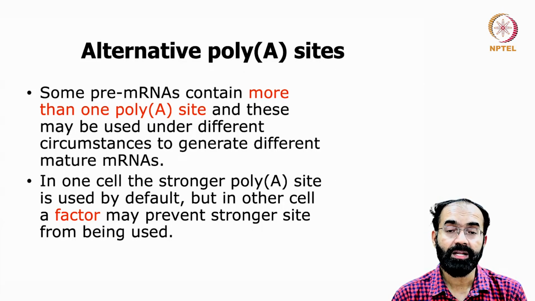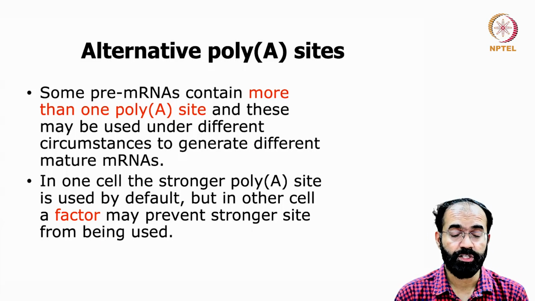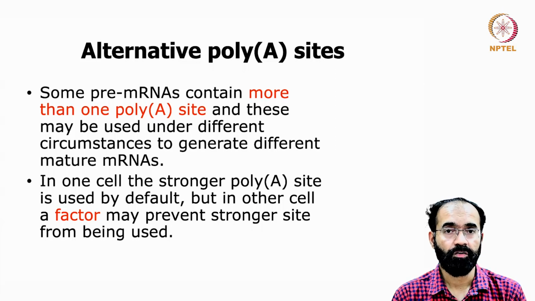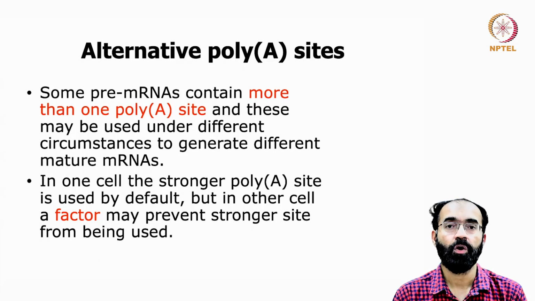And the poly-A sites may be used under different circumstances to generate mature RNA. Now, in simplistic terms, we can say a gene has got 3 poly-A sites. One is say 50 base downstream of the stop codon, another may be 100 base pair downstream of the stop codon, another may be 200 base pair downstream of the stop codon. So now the question is, will it use the 50 base one, will it use the 100 base one, or will it use the 200 base one? The answer is, it depends which tissue you are talking about.